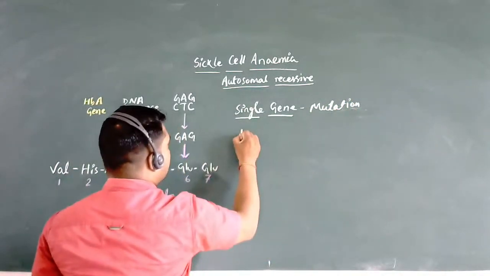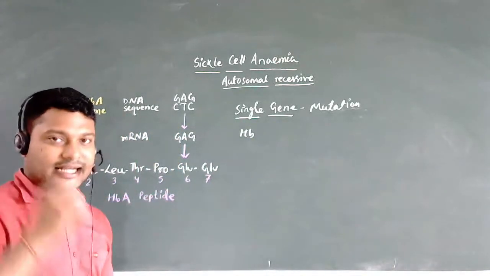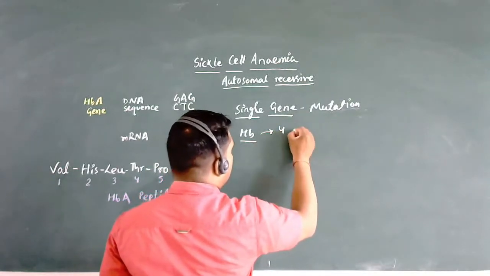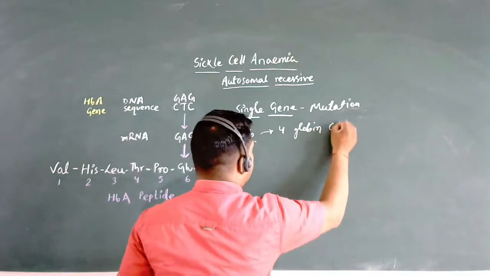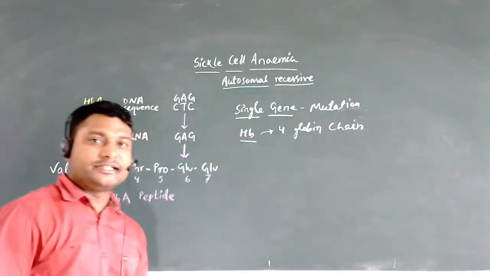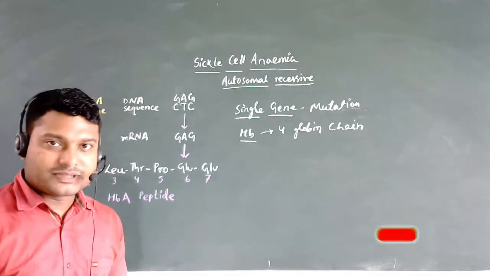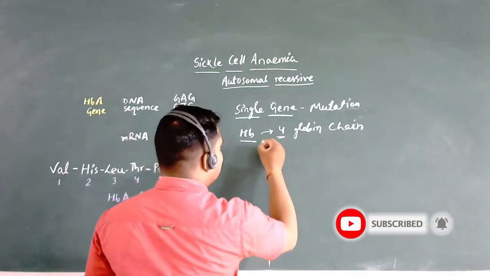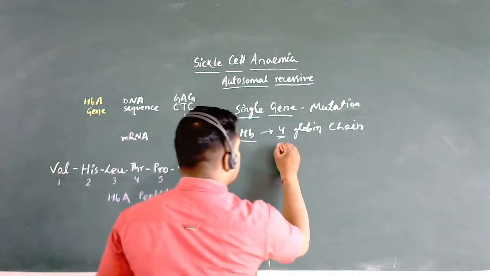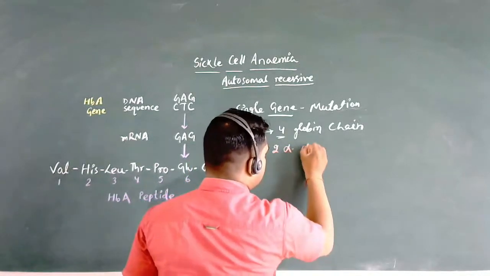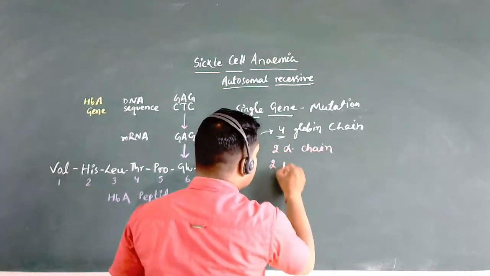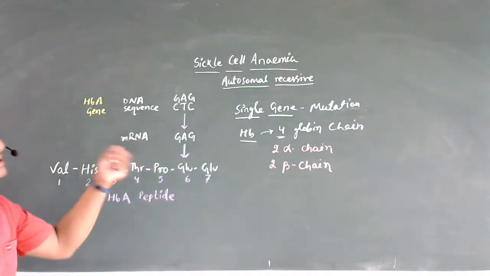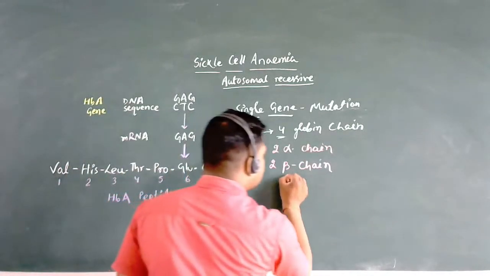Okay, and what is the gene? Here it is the hemoglobin that is getting affected. Which hemoglobin? Hemoglobin structure means we are going to have 4 globin chains, along with 4 heme groups. Structure you have learned in class 11th. Now when we talk about the 4 globin chains, they organize themselves into 2 alpha chains and 2 beta chains.